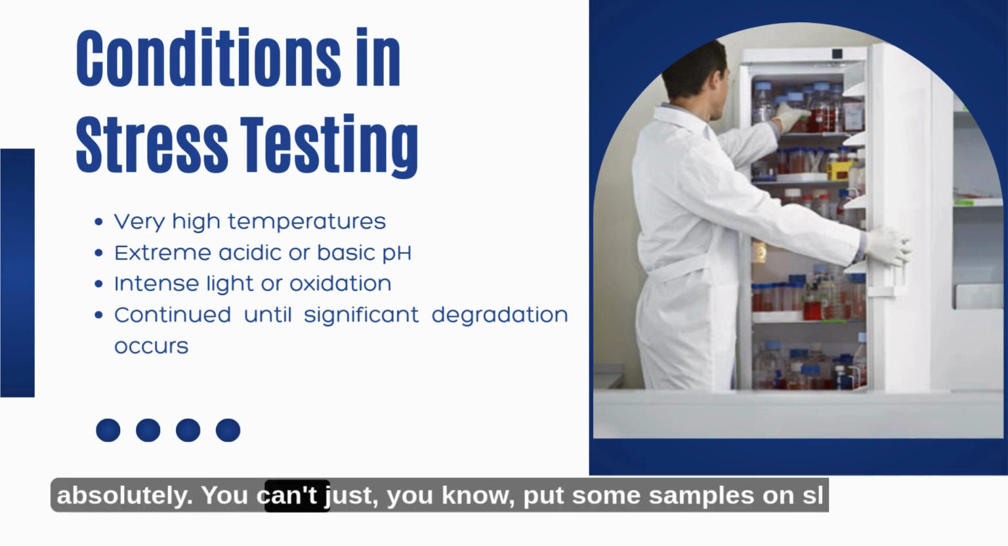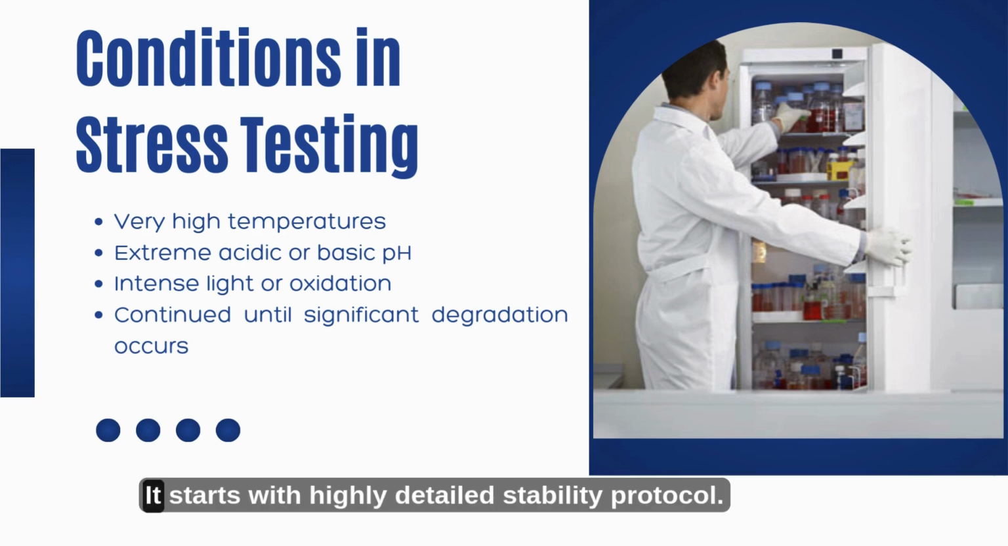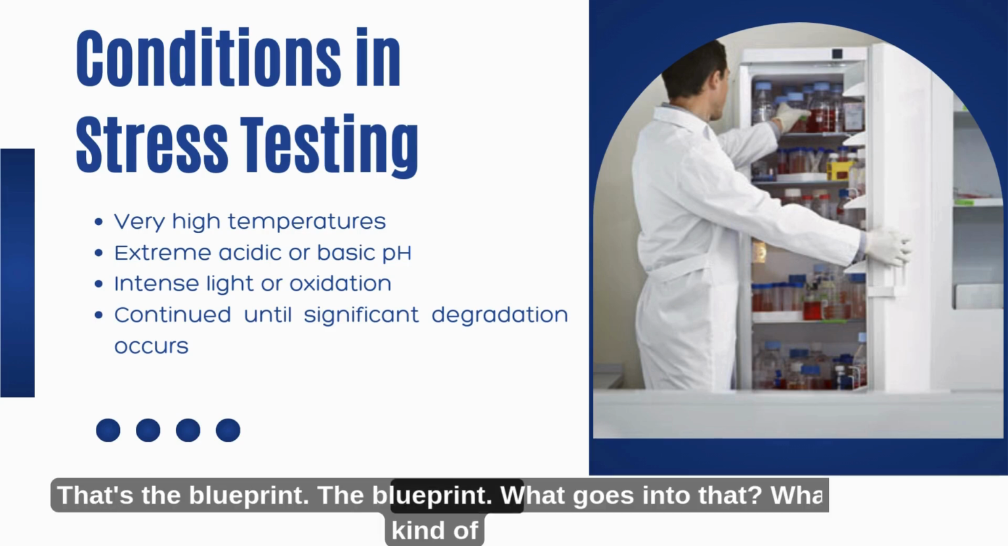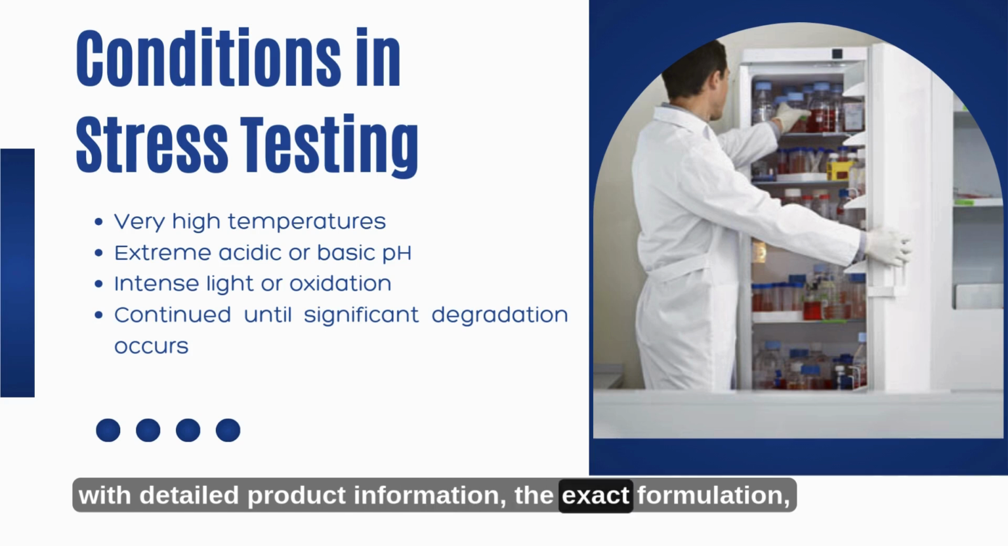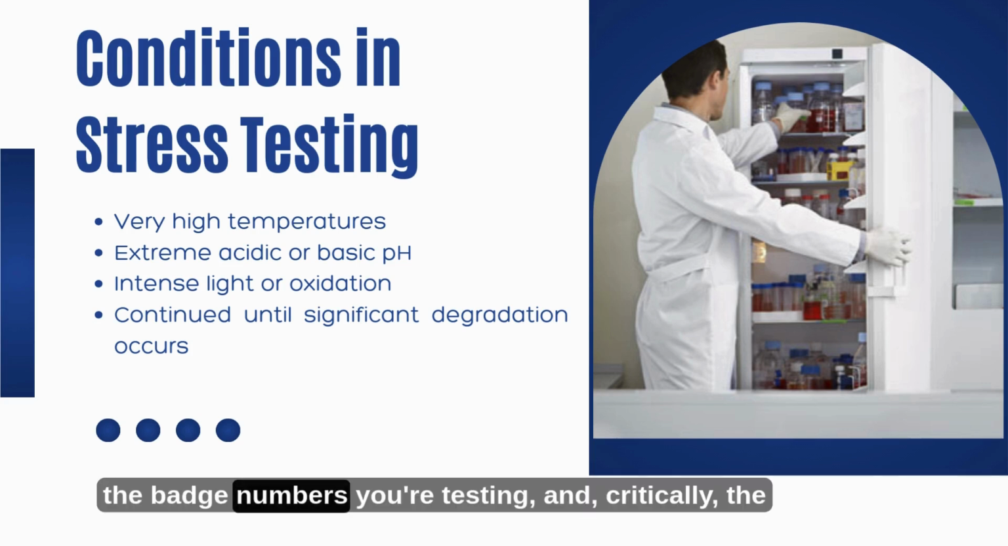Oh, absolutely. You can't just put some samples on a shelf. It all starts with a highly detailed stability protocol. That's the blueprint. What goes into that? What kind of details are we talking about? Well, pretty much everything. It starts with detailed product information, the exact formulation, the batch numbers you're testing, and critically, the packaging it's going to be in.